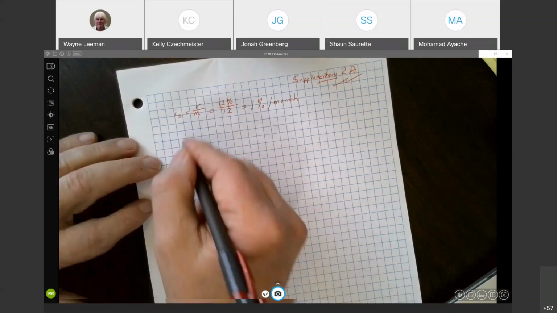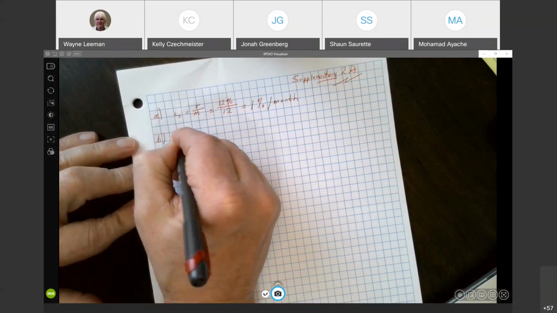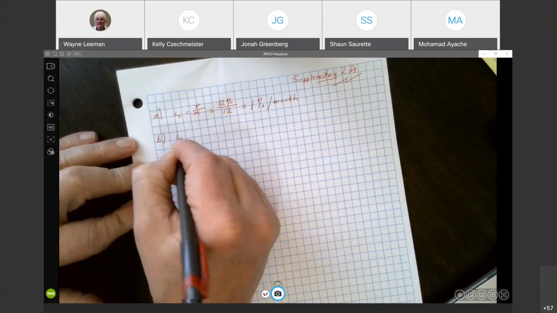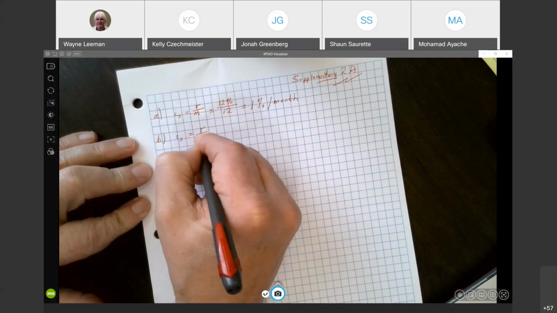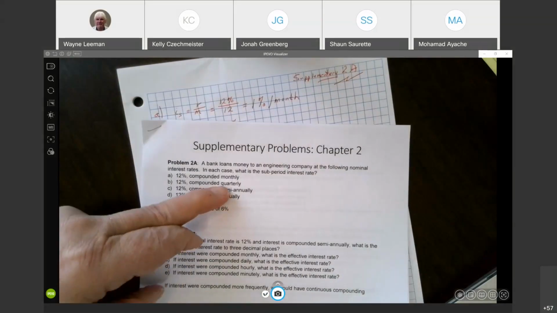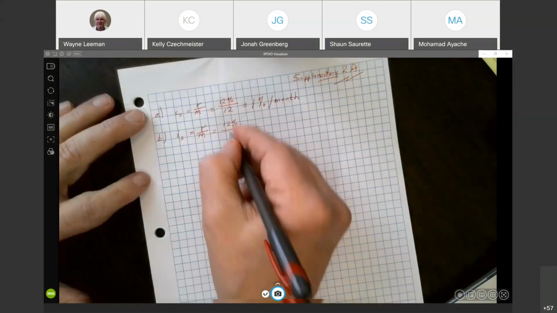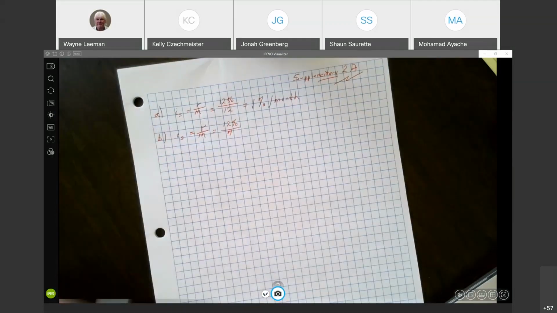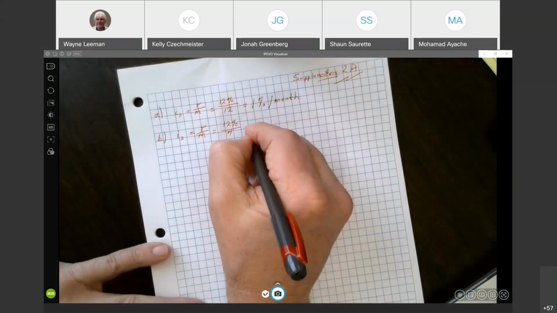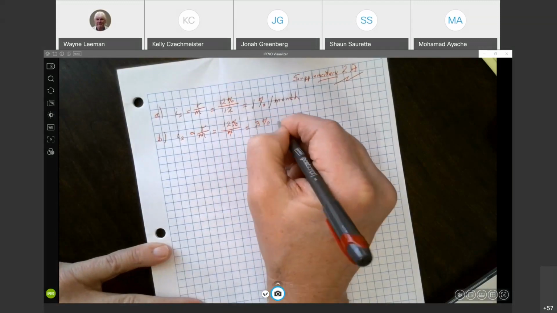So once again, I'll label this part A here just to distinguish these. B will be I subscript S for sub-period interest rate. It's equal to R over M equal to 12%. That's not changed. But the number of compounding periods has changed. It's compounded quarterly. How many quarters are there in a year? Well, that would be 4. 4 quarters in the year. That would mean that the sub-period interest rate would be 3% quarterly.